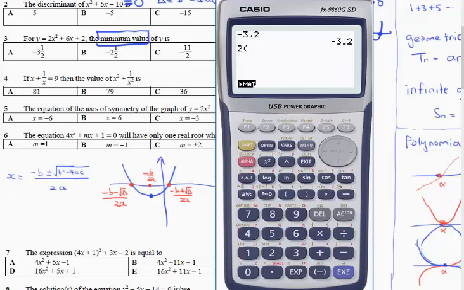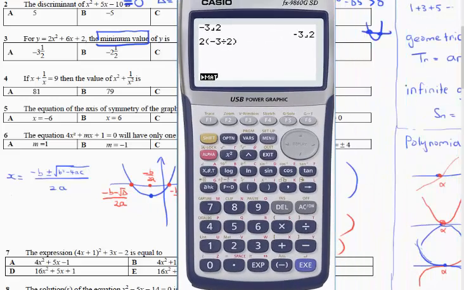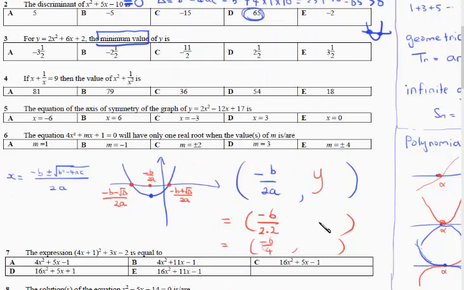So it's 2 times minus 3 on 2, is that right? 3 on 2? Yep, that's right. 3 on 2 squared plus, you can use your own calculator as well, 6 times minus 3 on 2 plus 2. So that's equal to negative 2.5, or negative 5 on 2. So that's equal to negative 5 on 2.